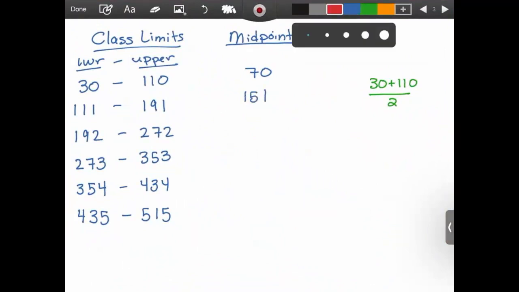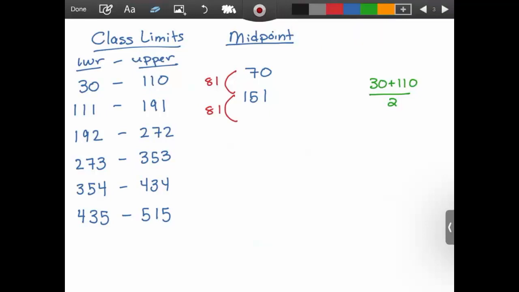And by the way, notice we still have a difference of 81 here. That's always going to be the case with the class widths: you can get from one class to the next just by adding 81. So if you don't want to figure out the midpoint, you can take a shortcut by just adding 81. That gives me 232 as the next group. Add 81 again, that gives me 313.